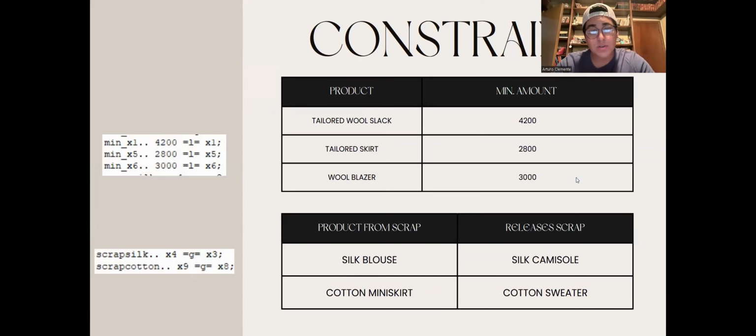And then we move on into other constraints, which are the tailor wool slacks with a minimum amount of 4,200. We have the tailor skirt with 2,800 and the wool blazer of 3,000. Then we move on from products from scrap, which are the silk blouses, which reduces scrap to silk camisole, and a cotton miniskirt to cotton sweater.